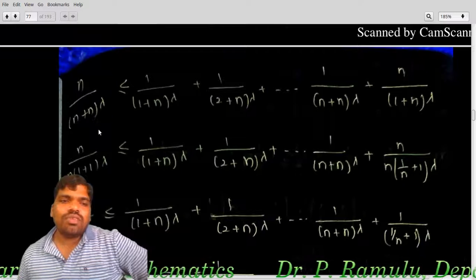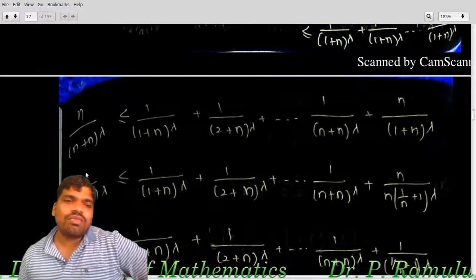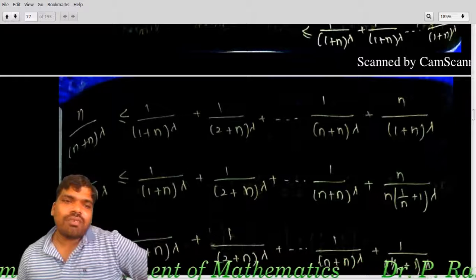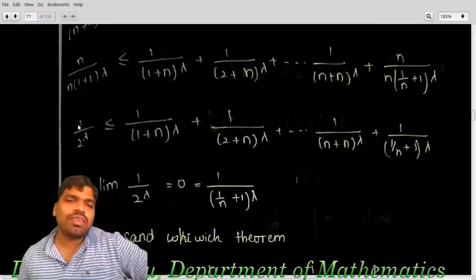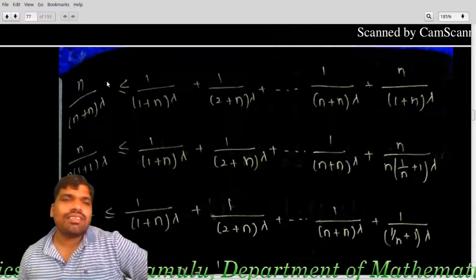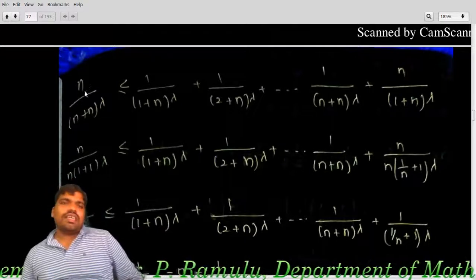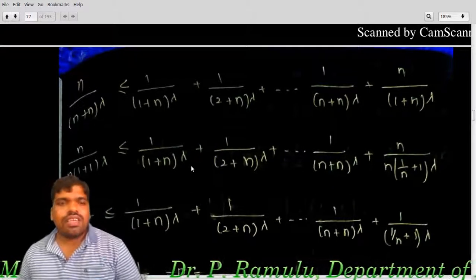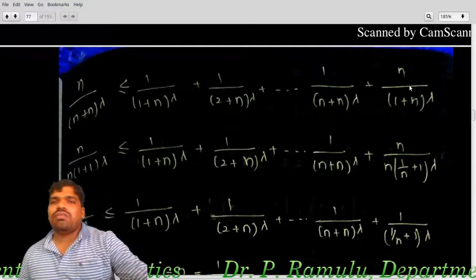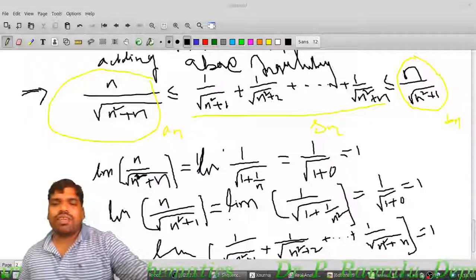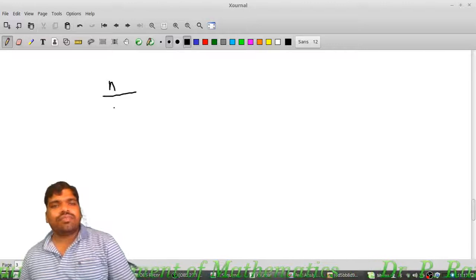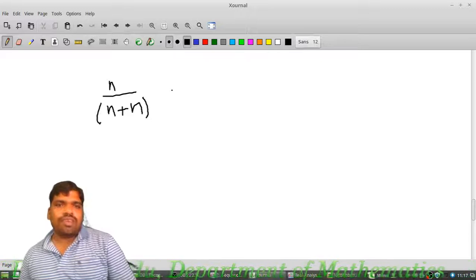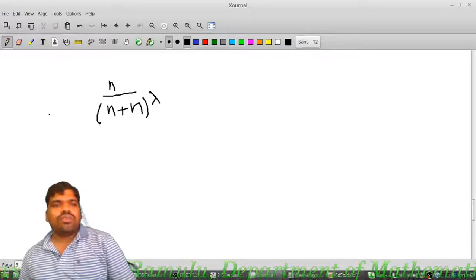Okay, what I'm doing here, I will take n common out, then n power lambda will come, n by n power lambda. See what I'm doing here, if I take n by n plus n all power of lambda, on the right hand side we have n by 1 plus n all power lambda. Left hand side we have n by n plus n all power of lambda. So the limit of this is required.